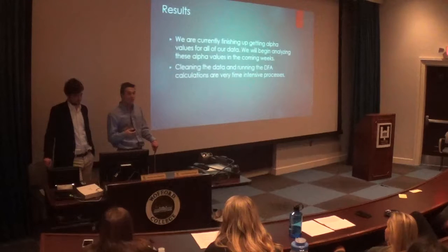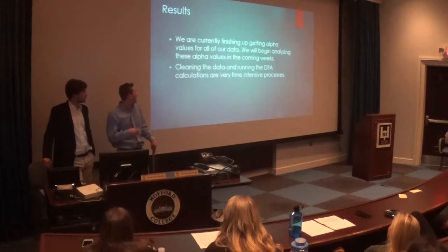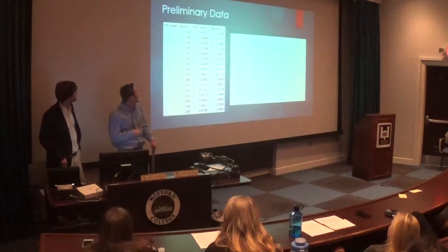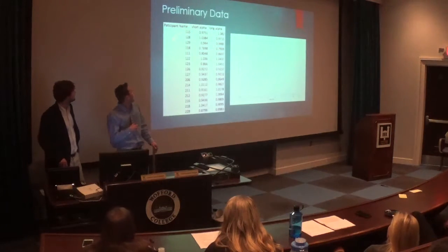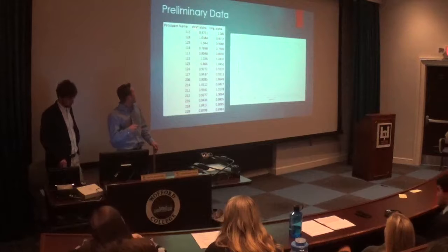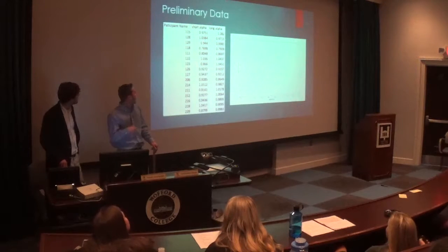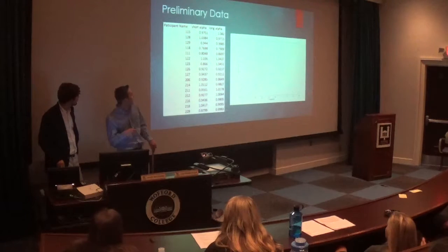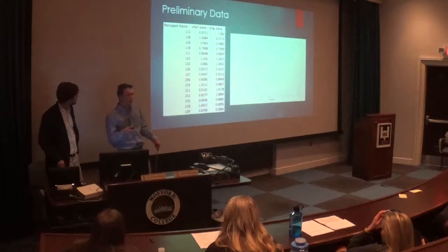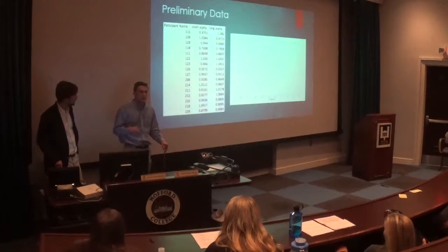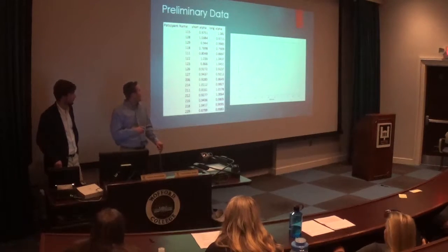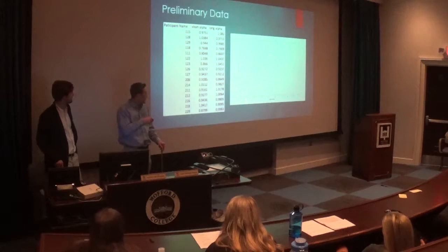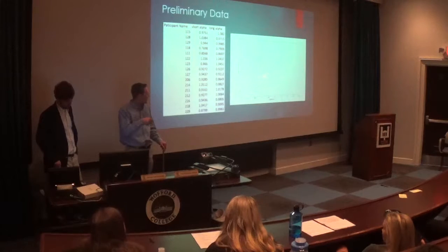But we're getting really close to having all of our alpha values, and we can run our statistical analysis on that. And here's some of our preliminary data. So we have our participant number followed by their short and long-term alpha. As you can tell, all of them are around 0.8 to 1, which means we have more fluctuation than a correlated walker. And this over here is the log of the fluctuation versus the log of the box size for one of our long-term alphas.